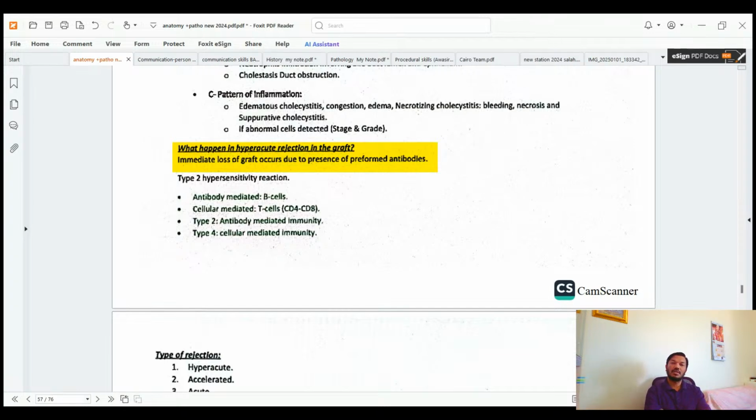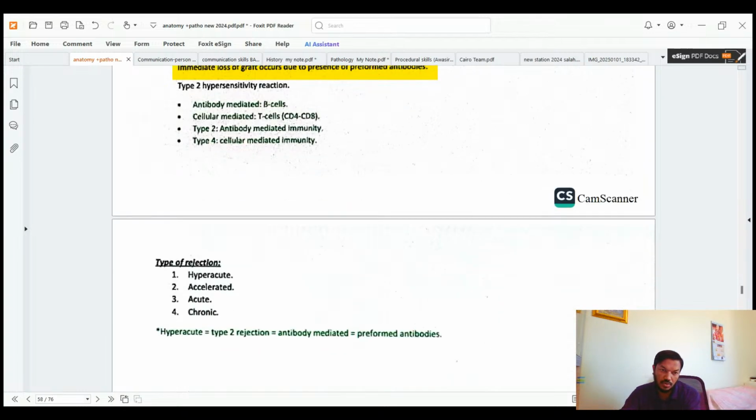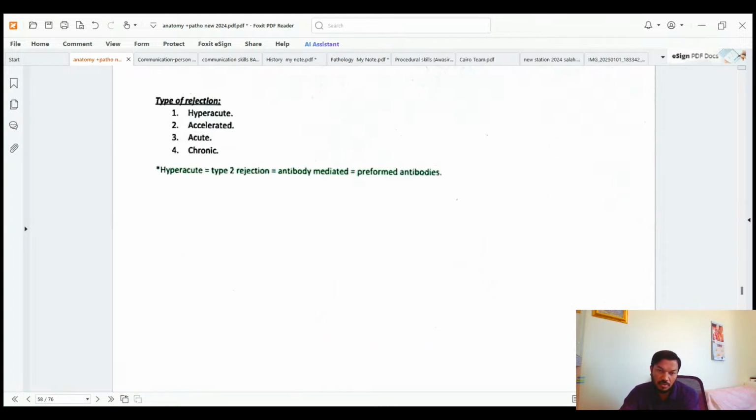Antibody mediated is B cell, cellular mediated is T cell, CD4, CD8. Type 2 is antibody mediated immunity and type 4 is cellular mediated immunity. Types of rejection: hyperacute, accelerated, acute, chronic. Hyperacute is type 2 rejection, antibody mediated, inflammatory.